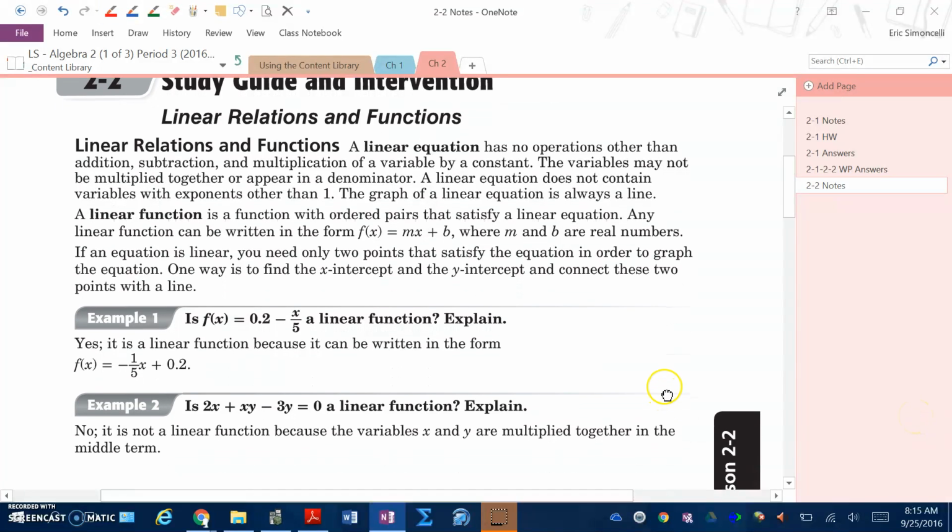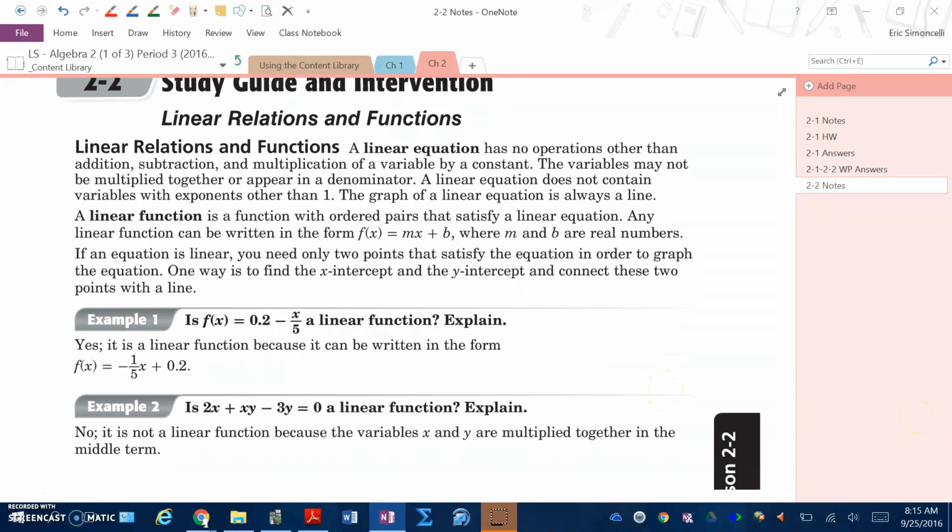It says, is f of x equals 0.2 minus x over 5 a linear function? And then explain. The answer to this question is yes, it is a linear function. And the reason is because it can be written in the form y equals, and it actually does take the shape of mx, so negative 1/5 x is your mx, and then plus 0.2, this being the b value. If I were to graph this, it would in fact be a line.